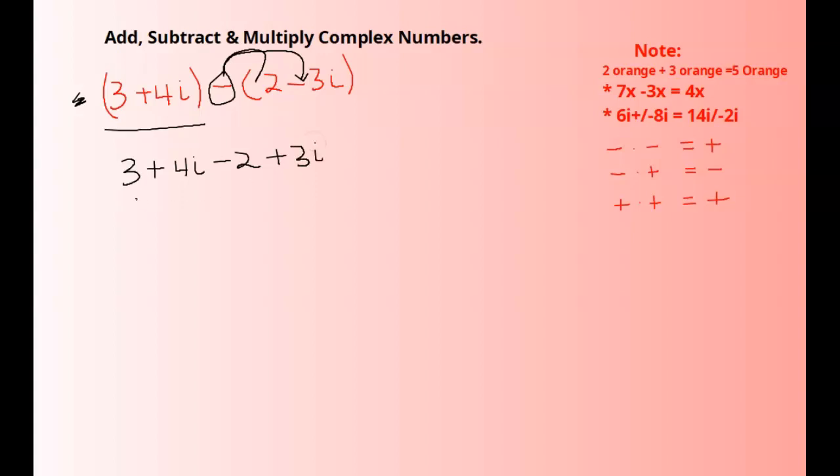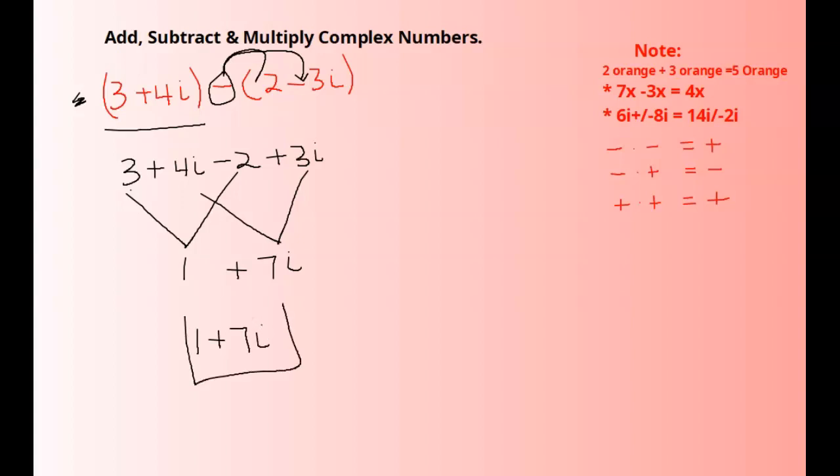Now we are combining like terms. 3, positive 3, and -2. The positive is bigger, so the result will be positive, so it's going to be 1. Here, all of them are positive, so we add them together and we get positive 7i. So we got 7 plus 1 plus 7i as a final answer.